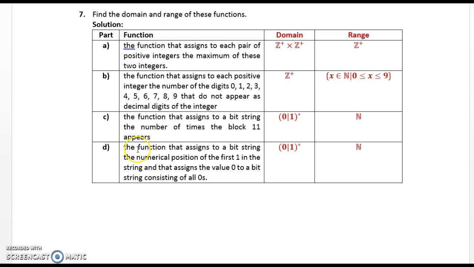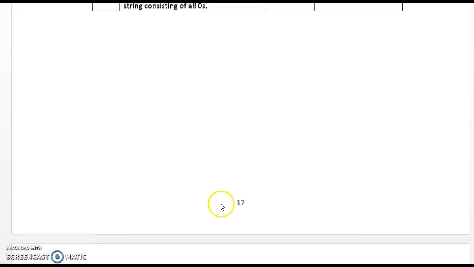The function that assigns to a bit string the numerical position of the first one in the string and assigns a value of 0 to a bit string containing all zeros. Again, we can have all bit strings, and the range is the natural numbers.